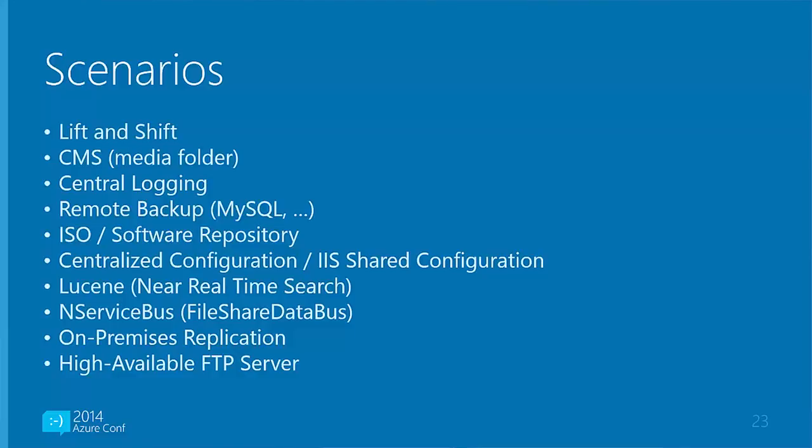CMSs typically use media folders where you have images, videos, and other types of files that you want to expose to your users. If we look at a traditional CMS like Umbraco, it has support for Azure Blobs, but a traditional setup will always use a local disk or DFS. And now today with Azure Files, it becomes much easier to do migrations like these to virtual machines.